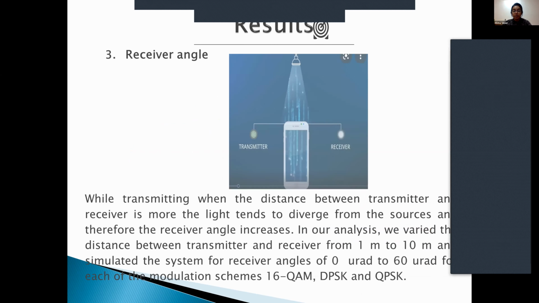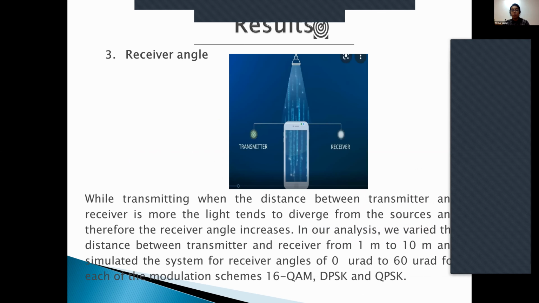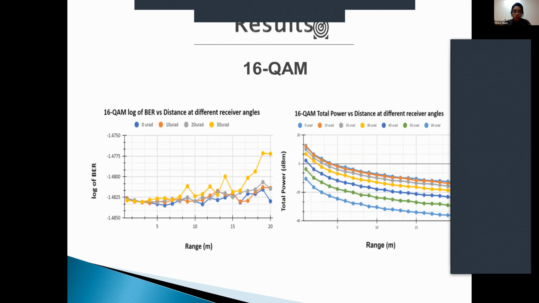The third parameter is the receiver angle. When the LED is transmitting light from a distance, the light tends to diverge from the source. As a result, the receiving angle increases. Again we varied the distance from 1 meter to 10 meters, and we simulated the system for different receiver angles all the way from 0 microradian to 60 microradian. So these are the results we've got.